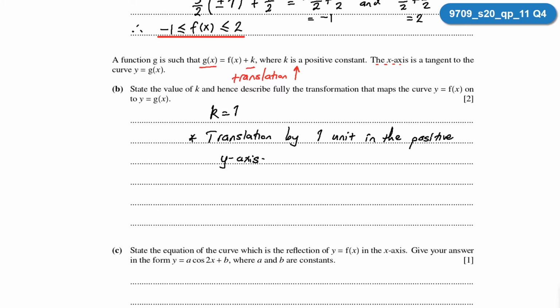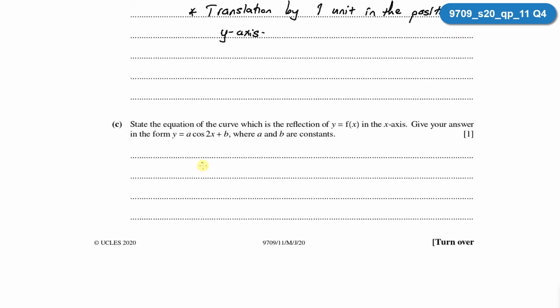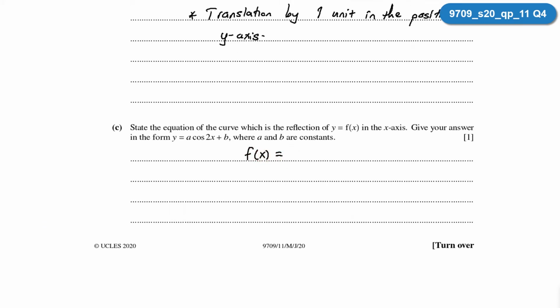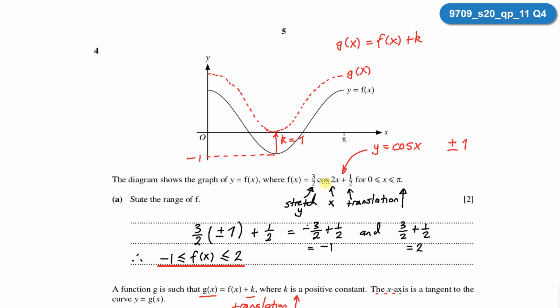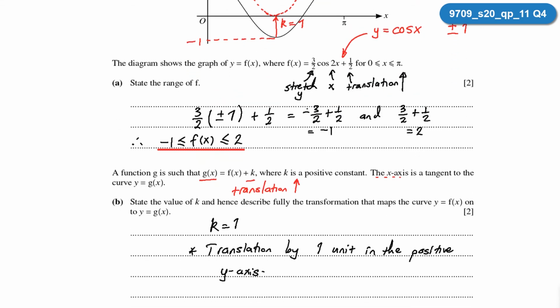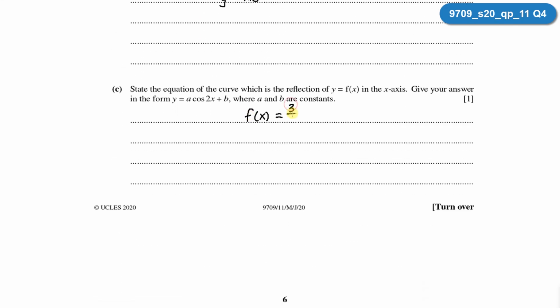Let's go on to part C. On part C, it goes, state the equation of the curve, which is the reflection of y is equal to f of x in the x-axis, and give your answer in the form y is equal to a cos 2x plus b, where a and b are constants. Alright. Now, we have the graph y is equal to f of x, and f of x, according to the information given, is 3 over 2 cos 2x plus a half. So I'll write it here.